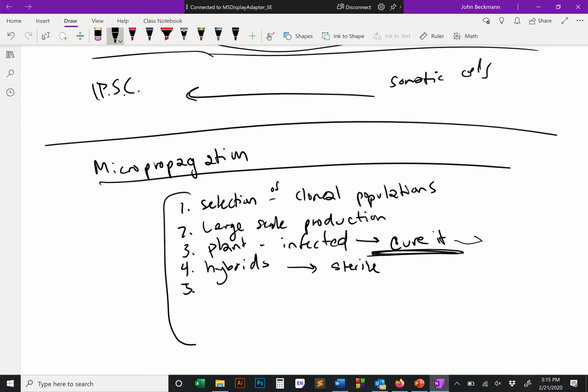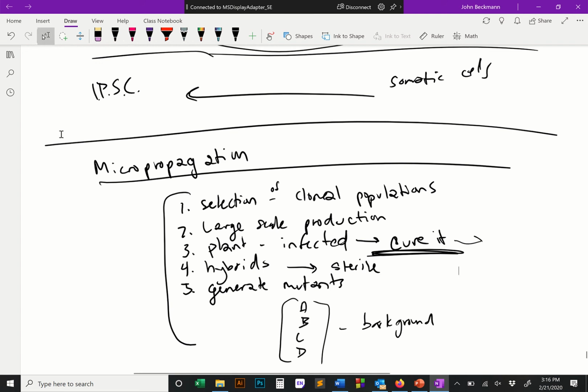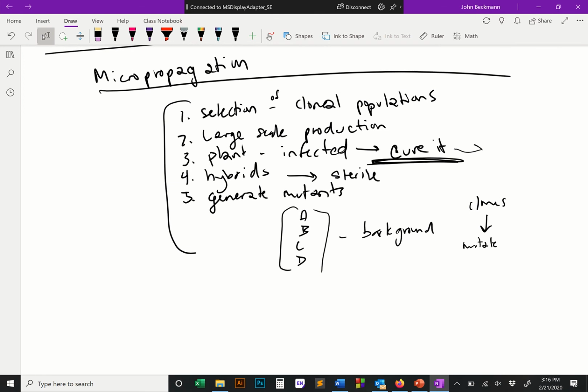I have one final reason, which is you could use this to generate mutants. One of the issues with generating mutants is if you were going to generate a bunch of mutants and then compare them, so you're going to compare A to B to C to D, you would want these all to be the same background. That essentially means you don't want any other genetic changes other than the thing that you're changing. So you can use micropropagation to generate clones, which then are only different in whatever you mutate, if that makes sense. Okay, so these are all reasons why we would want to do plant micropropagation.